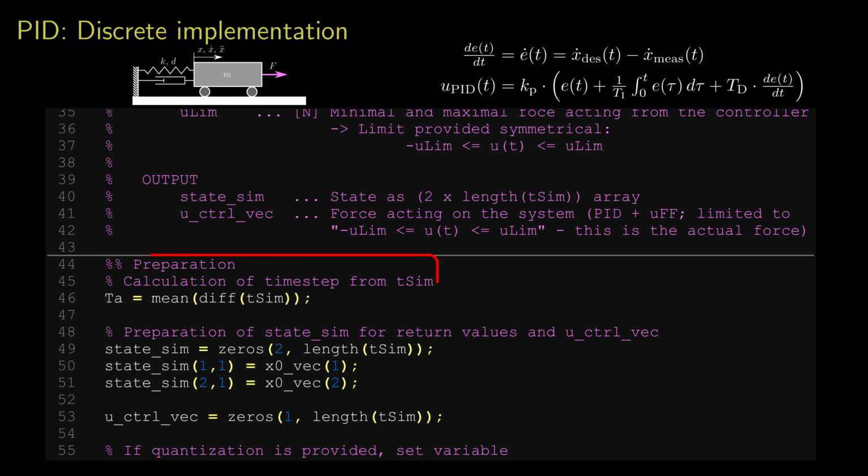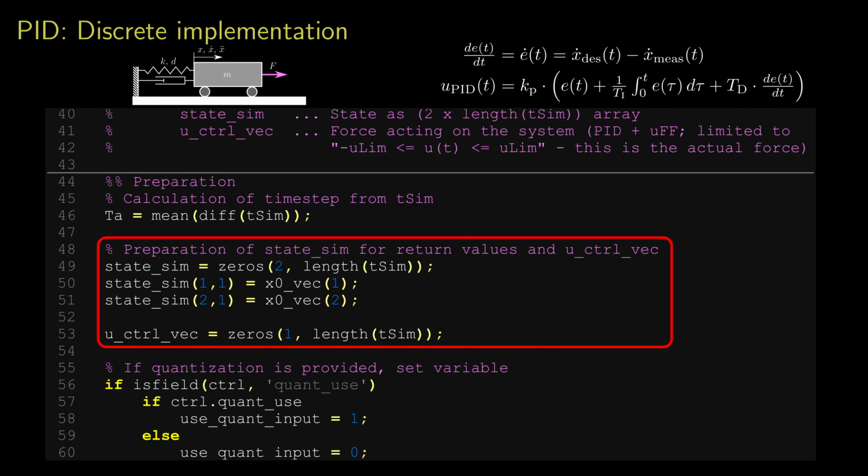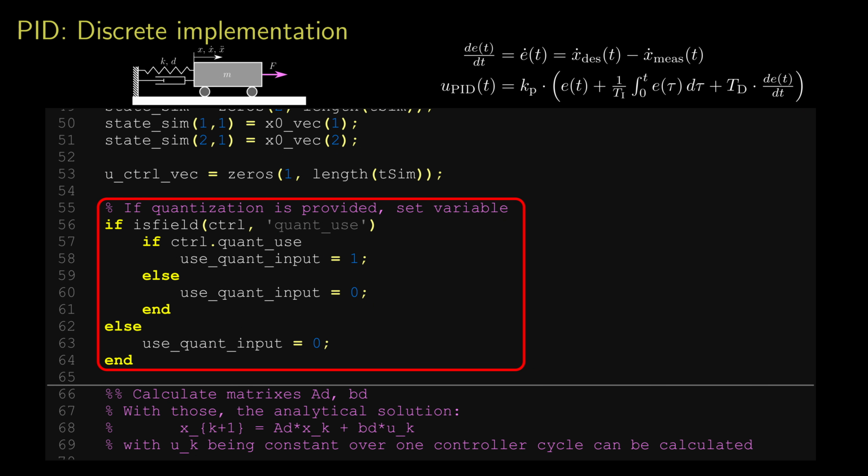For preparation, we calculate our controller cycle time from the timeline we have to provide, and then we create matrices to export our simulation results. If we want to use quantization, so a limitation of the measurement accuracy in simulation, we set the corresponding variable up here to consider it further down.